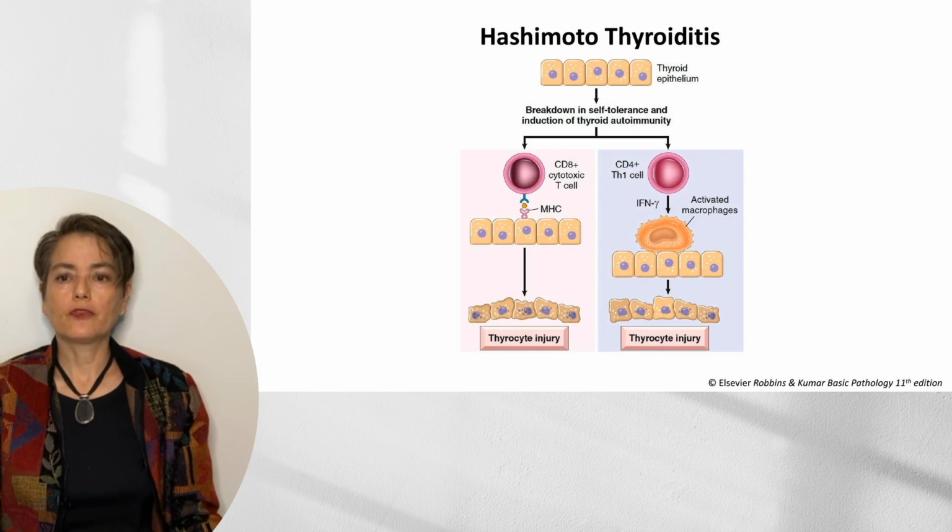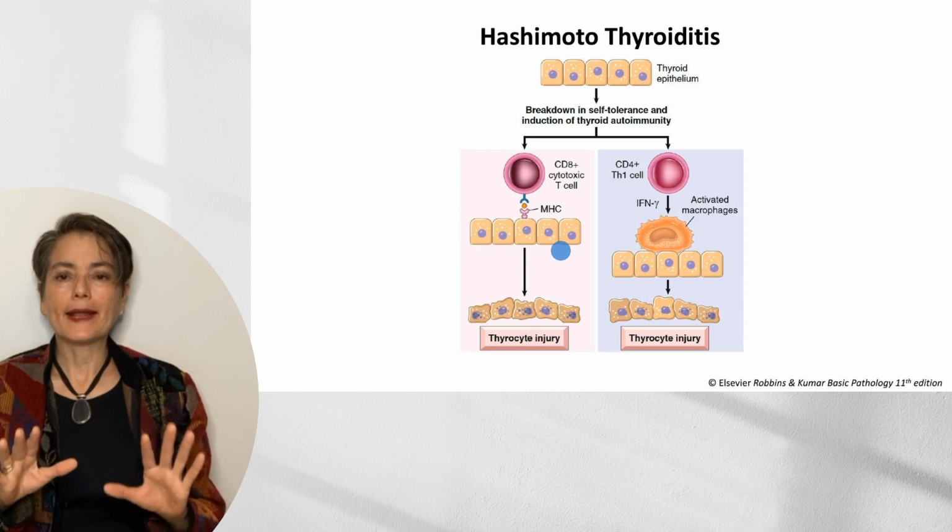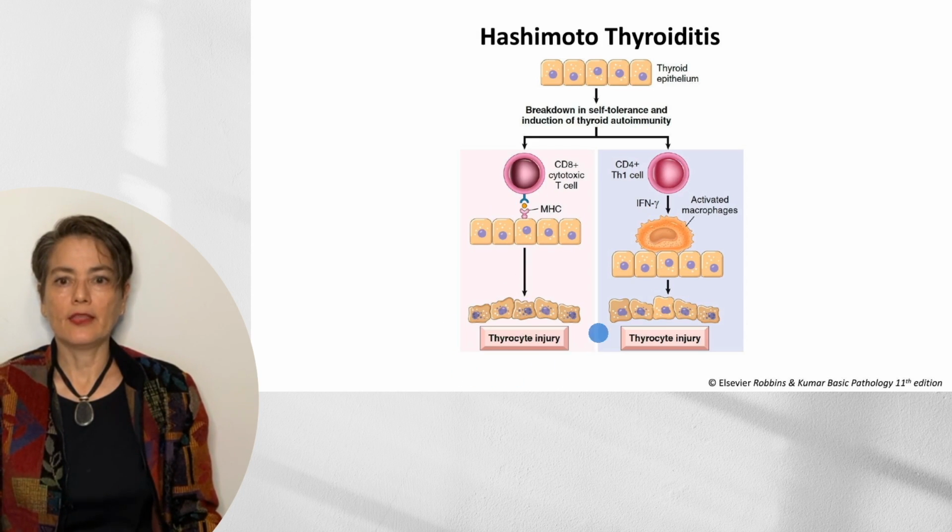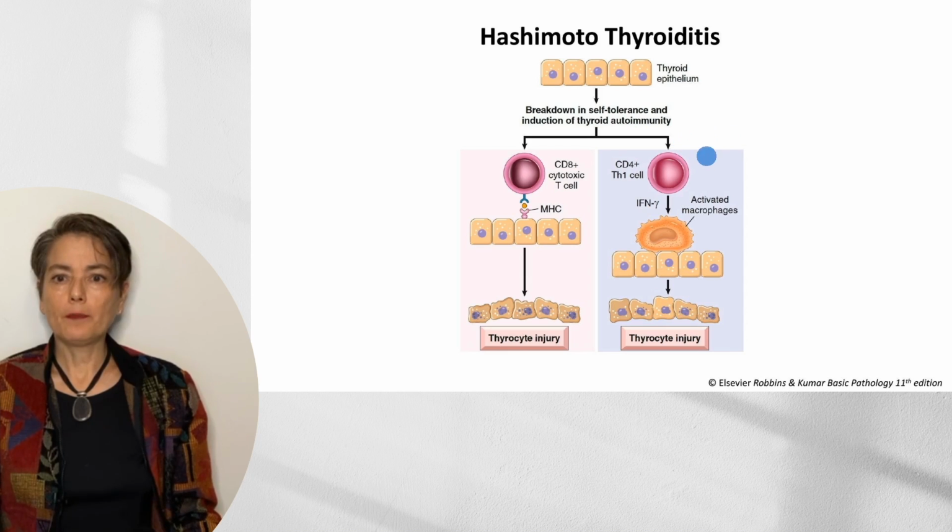So here's an image from Robbins and Kumar, Basic Pathology, 11th edition. Here we have our happy, healthy thyroid epithelium, but somehow we get a breakdown in self-tolerance and induction of thyroid autoimmunity, which is going to cause these CD8 positive cytotoxic T cells to recognize these thyroid epithelial cells, these thyrocytes, not as self, but as non-self. And so there's going to be direct killing and thyrocyte injury. CD4 positive Th1 cells will begin releasing interferon gamma, which will recruit and activate macrophages, again, which will be attacking the thyrocytes.